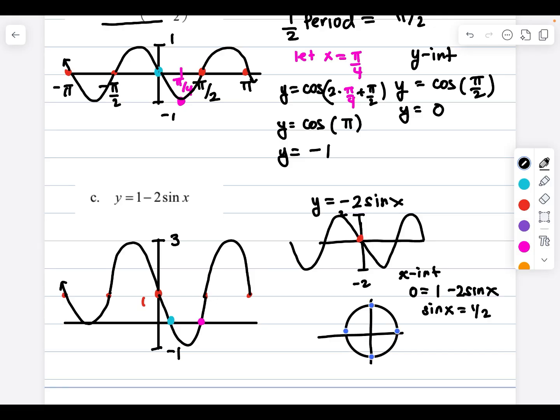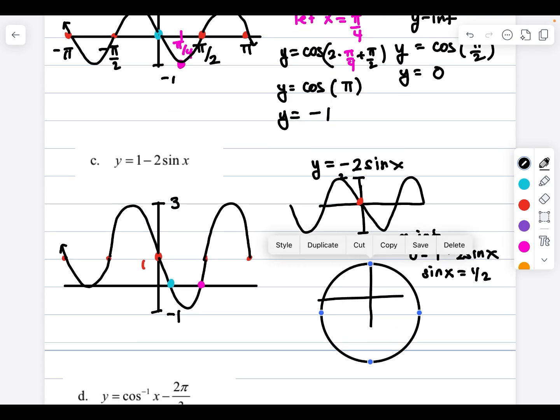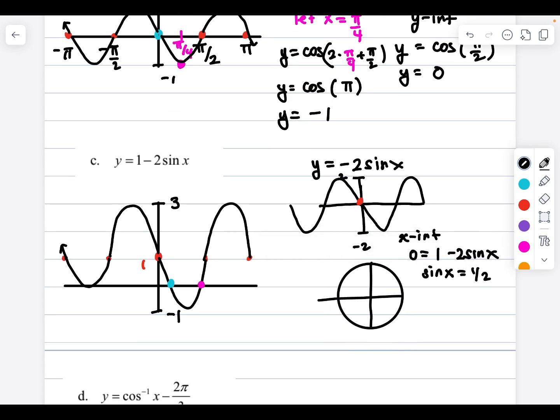Here's our unit circle. When I see sine of x, I'm thinking sine. I'm looking for y coordinates on the unit circle of a half. That'd be right here is one of them. And here's the other point. So in the first quadrant, if I go counterclockwise, that first angle is pi over 6. In the second quadrant, I have 5 pi over 6.